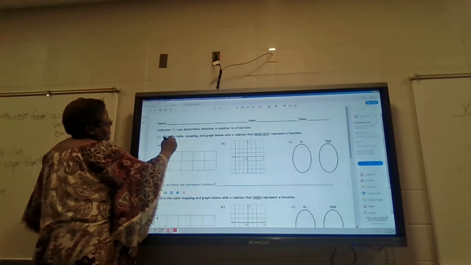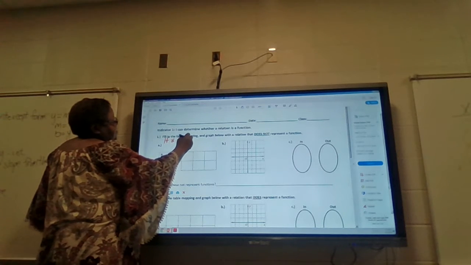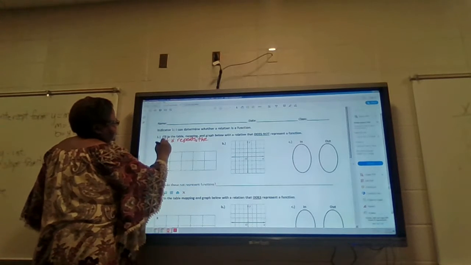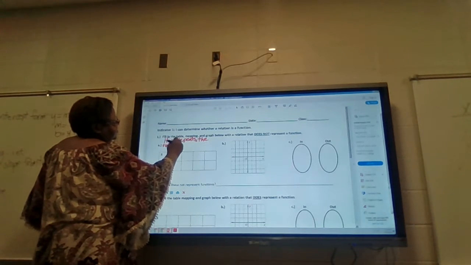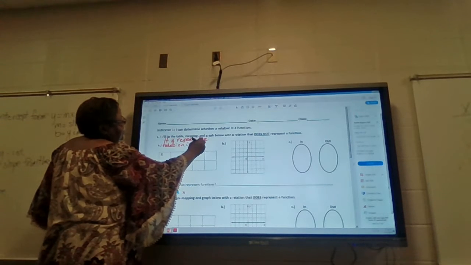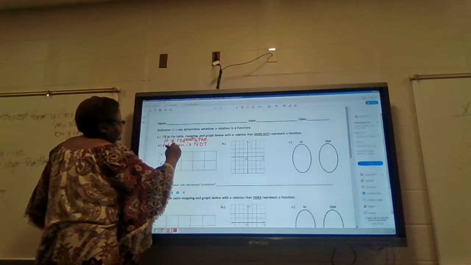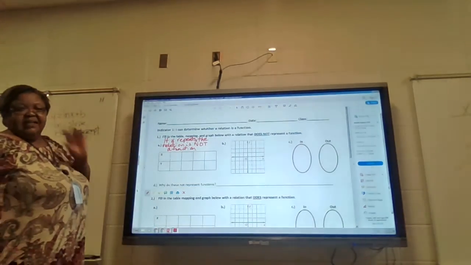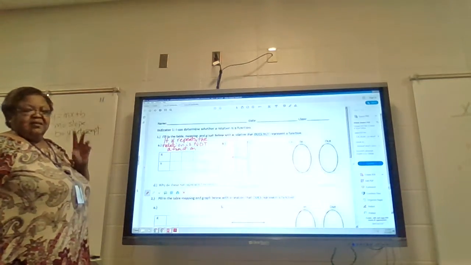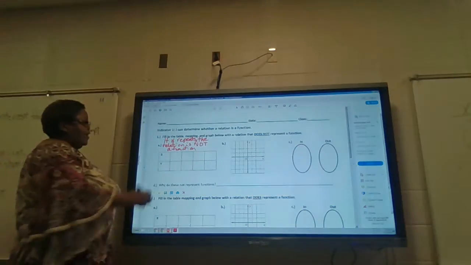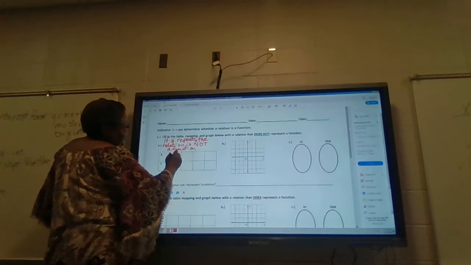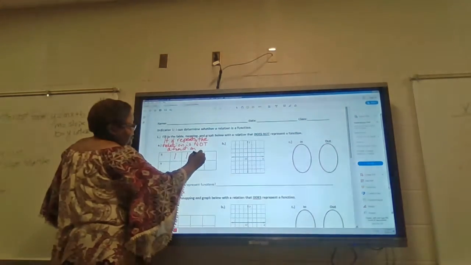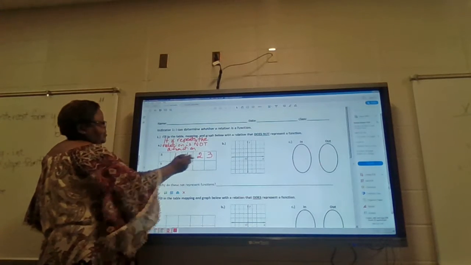If X repeats, the relation is not a function. So if X repeats, the relation is not a function. Okay? So all I have to do is have a repeating X. So I'll just put one twice. Don't make it overly complicated. 1, 1, 2, 3.